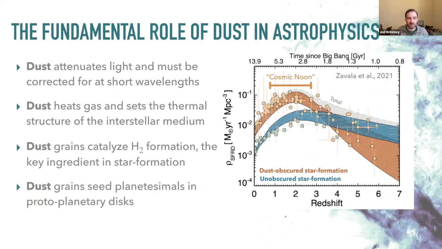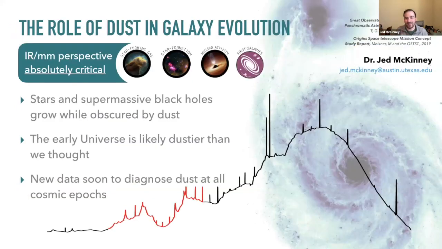Right. So dust is playing this fundamental role in many areas of astrophysics. Star formation in galaxies is overwhelmingly obscured by dust for most of cosmic time. And I hope you take that away and are interested in this problem, because it's an exciting one to be working on. There are many areas to make progress. I think the early universe is really dustier than we think right now, and it's an exciting time to be diagnosing that dust and understanding the way that it shapes galaxies.